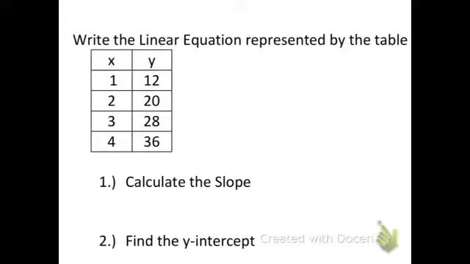Again, use the same steps. So get the slope, get the change in y over the change in x. That'd be 20 minus 12 over 2 minus 1. So y's over x, you're going to get 8 over 1. So slope is just going to be 8.